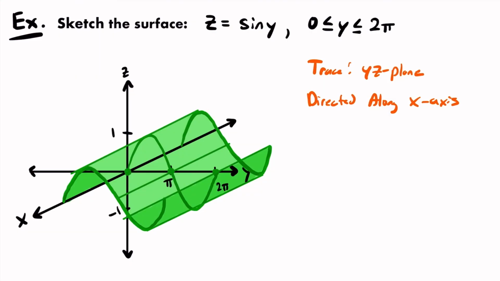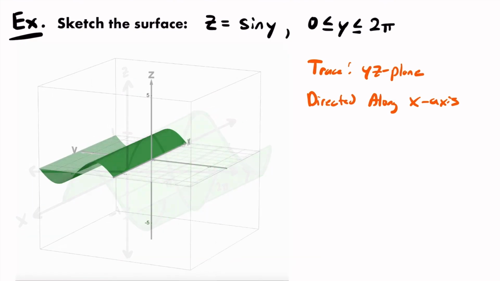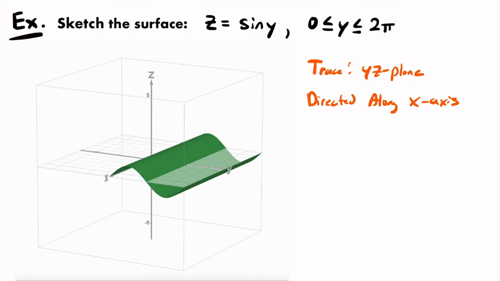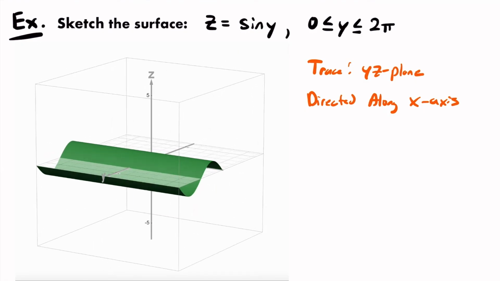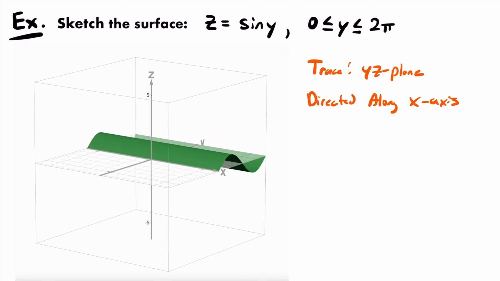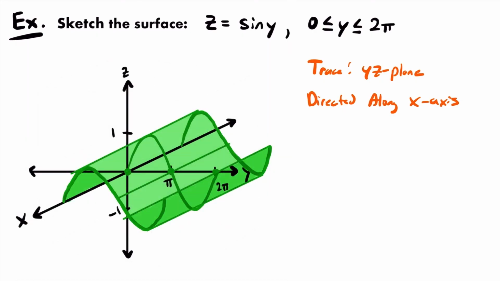If you want to get a better visual of this cylinder, once again, here's a 3D render of it. This is what it actually looks like. You can see that sine wave that is being projected along the x-axis in both the positive and negative directions. All right, and so with that, this was the last example of sketching a cylinder in 3D space.